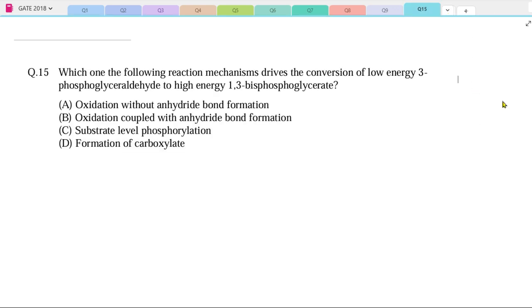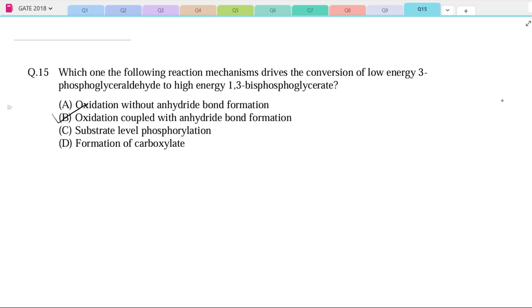Which one of the following reaction mechanisms drives the conversion of low energy 3-phosphoglyceraldehyde to high energy 1,3-bisphosphoglycerate? So here the correct option is option B, which is oxidation coupled with anhydride bond formation.